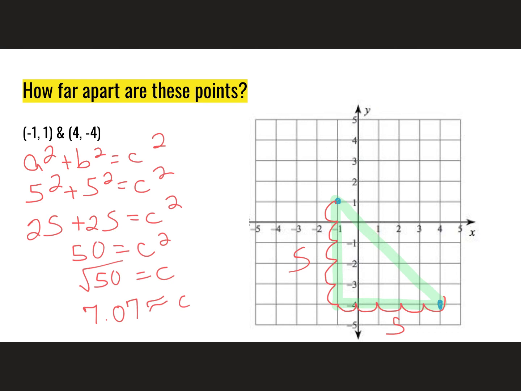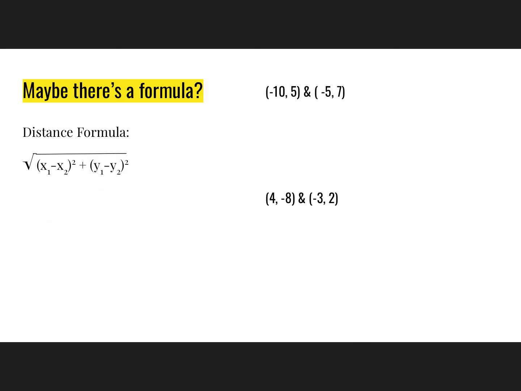Okay, one last example. I'm going to show you a different way to do this if you want. So this is the distance formula. We use our two x values. We find the difference between them and square it. And then we do the same thing with our y values. We find the difference between them and square it. So here's x1 and y1. And here's x2 and y2.